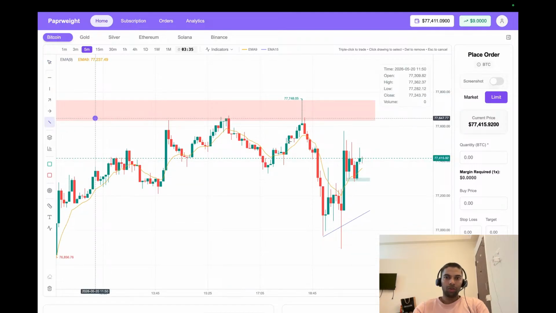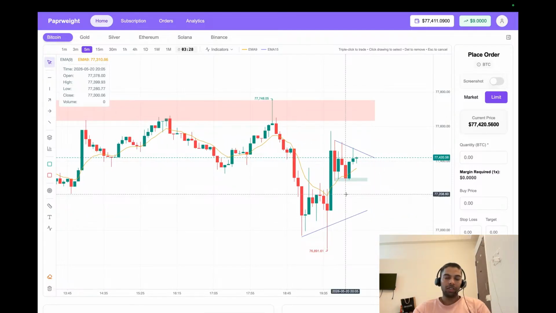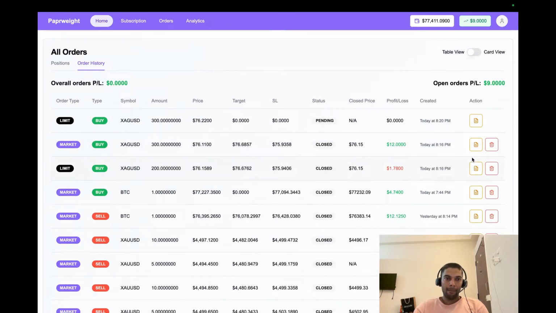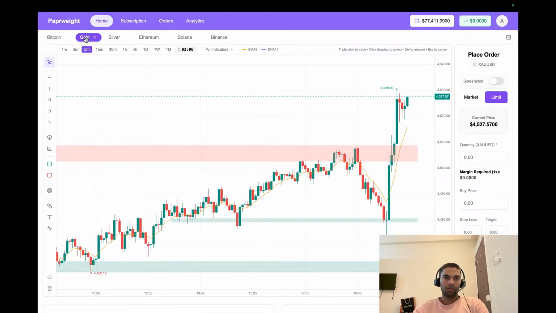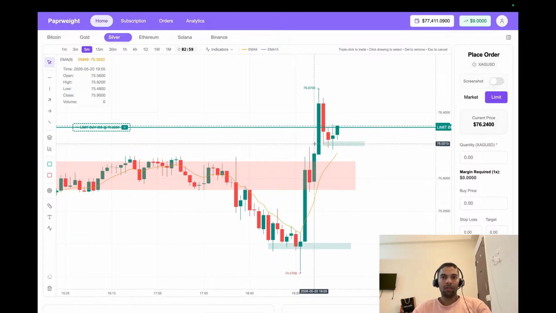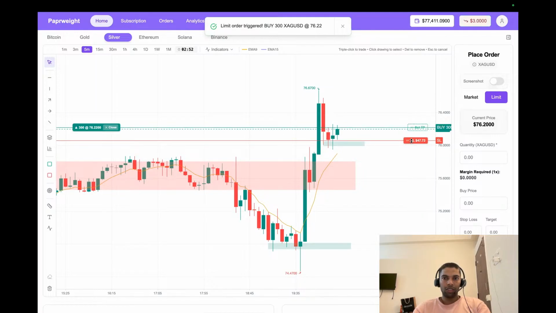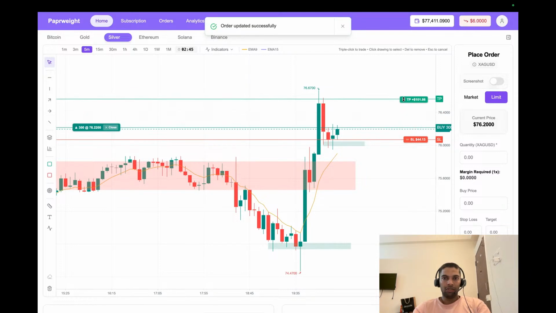Bitcoin, on the other hand, is also showing the rejection from here. So Bitcoin is also stuck in some kind of situation. I think our limit order has been executed. Stop loss would be below this candle, and the target would be the same.